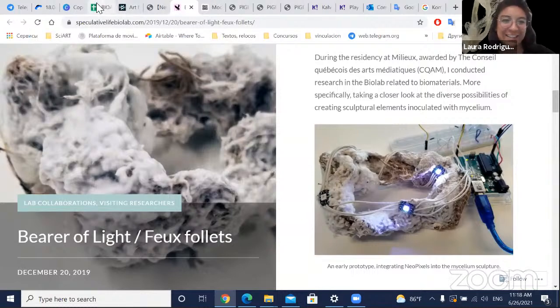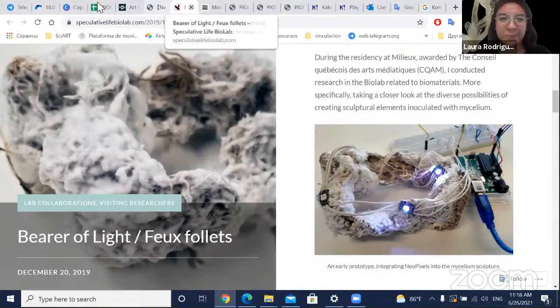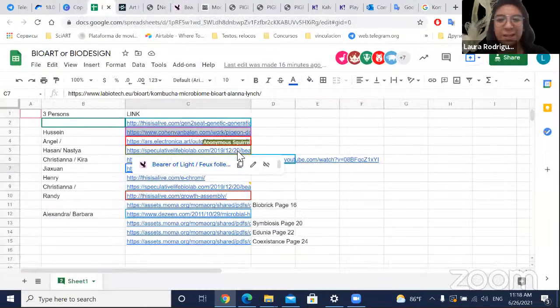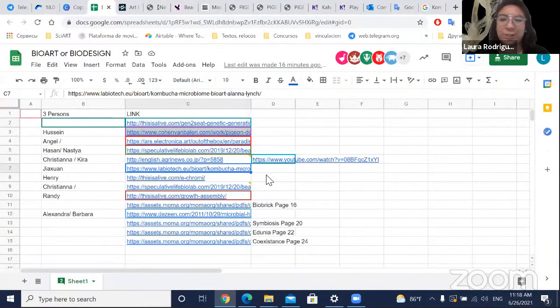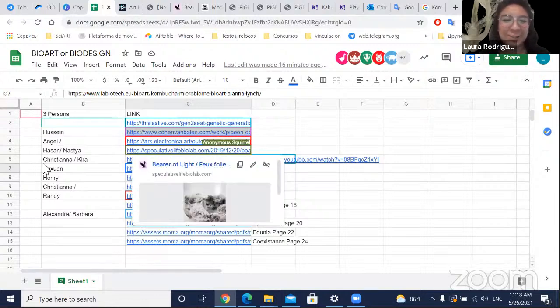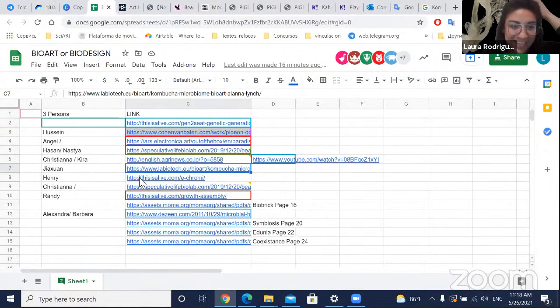And it's very cheap to work with this. I have worked with kombucha. You only need water and sugar. If you are interested, I can send you the protocol to make this.